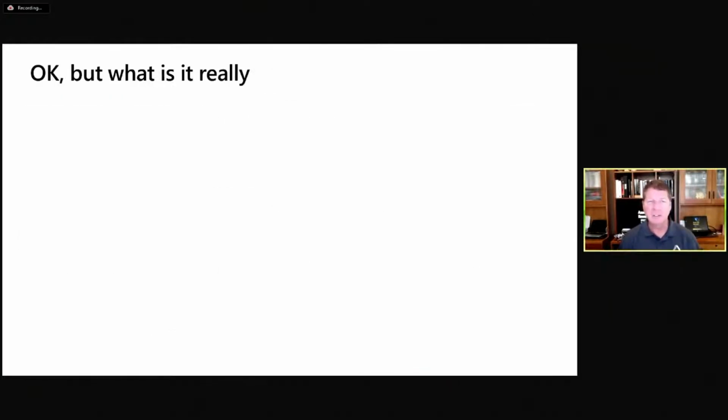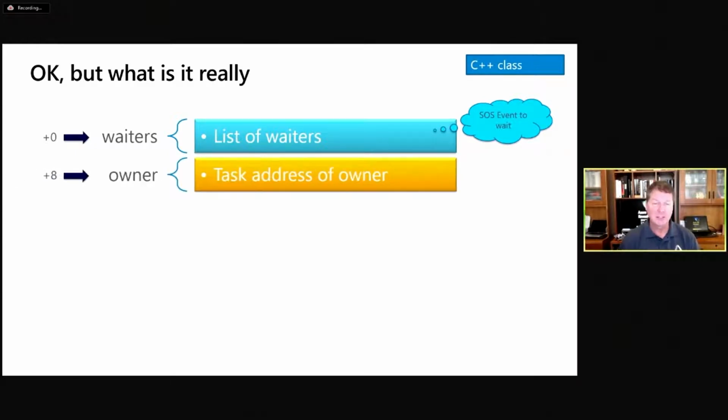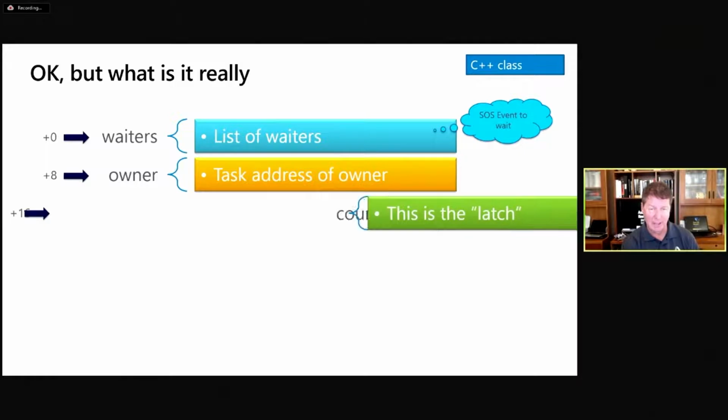Okay, but what is this really? What is really a latch? Well, it's a C++ class in our code, and it looks something like this. So in the beginning of this class is a list of waiters if anybody's waiting. It's literally a list of tasks, so we know how to go wake up people when they're waiting on a latch. And then we need to put in the task address of the owner. Tasks, by the way, are mapped to workers, like running a query. And so in here is an actual memory address of a task in SQL, somebody who owns the latch.